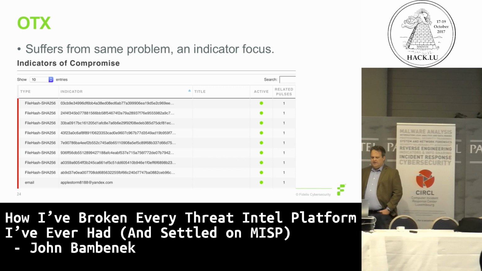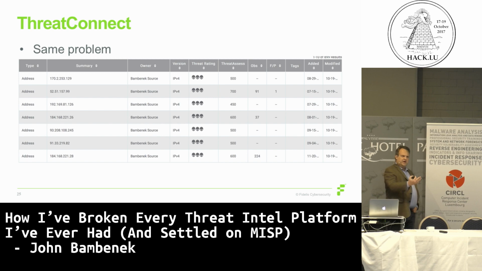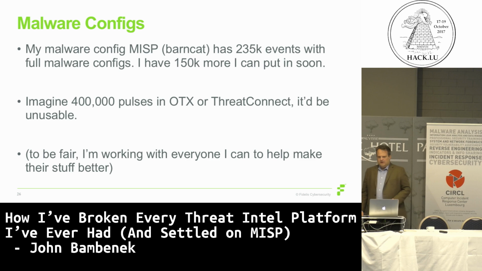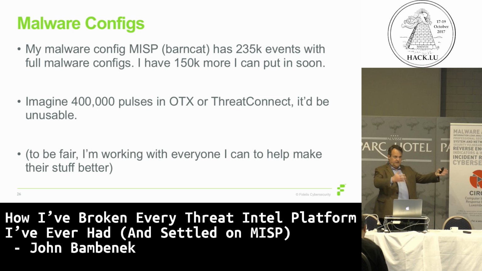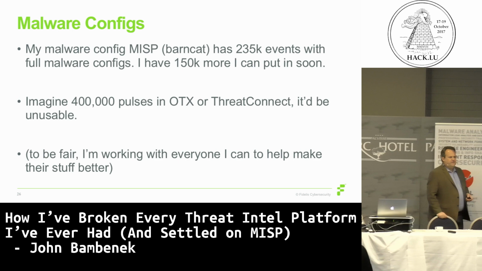ThreatConnect, the same thing, just kind of a bucket of indicators, which has value. I'm not going to say it doesn't have value. But storing that in a way where I can keep at least some measure of the context just isn't available to me. Which is why, ultimately, I settled on MISP for the malware config stuff, where I can create an event. An event is a given piece of malware. Here's all the configuration items for that malware. I keep the raw data to do that correlation work. There's about 235,000 samples in there today.